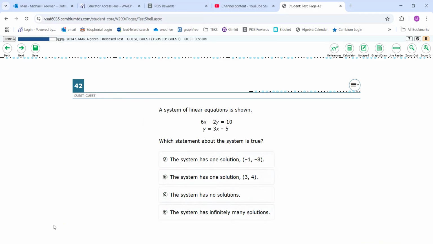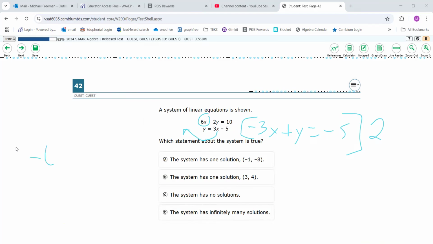All right, so we're going to solve by elimination. Our first one's already set up, 6x minus 2y equals 10. So I've got to move this over here. Now it's going to be negative 3x plus y equals negative 5. Well, if our top one is positive 6x, I need to make this bottom one negative 6x. It's already negative 3, so I'm going to multiply this whole equation by 2.